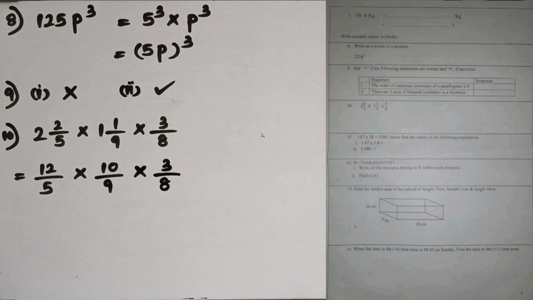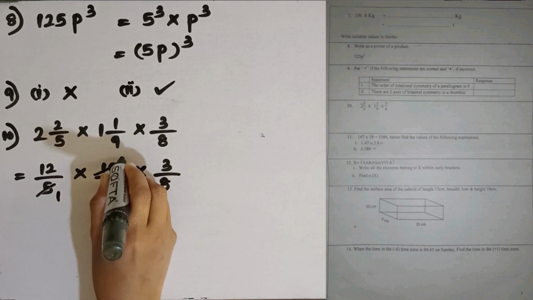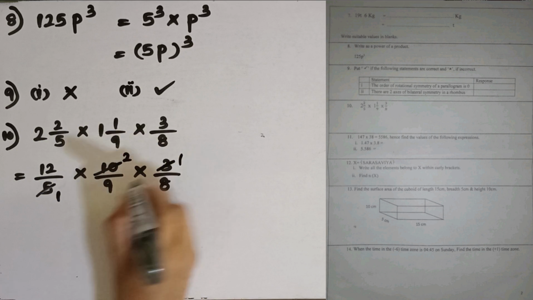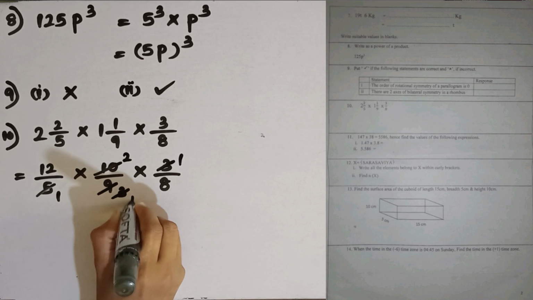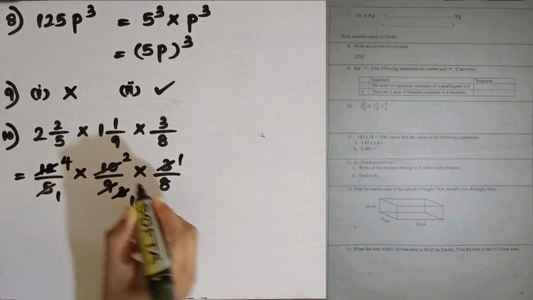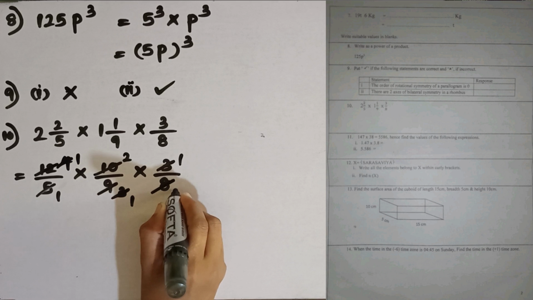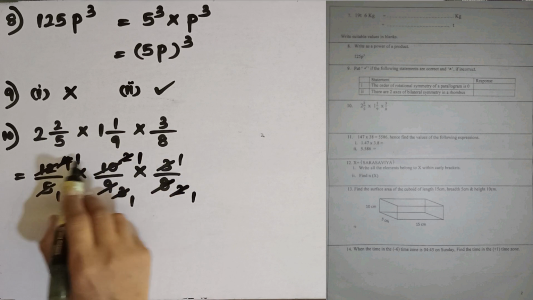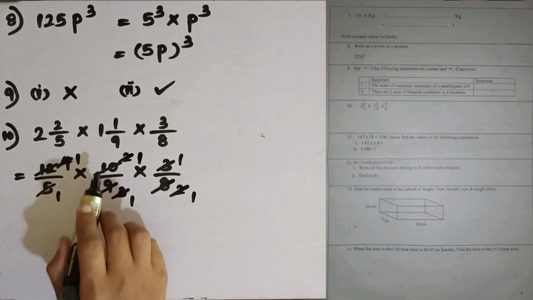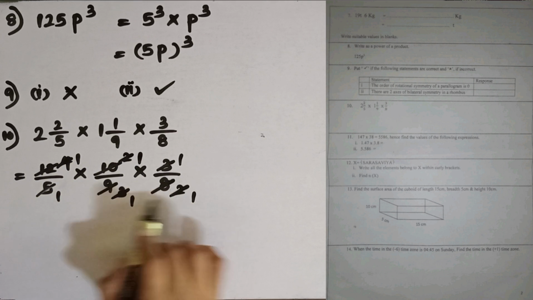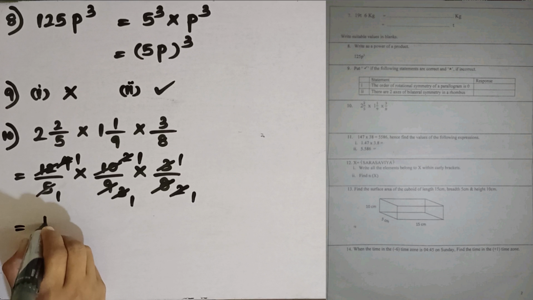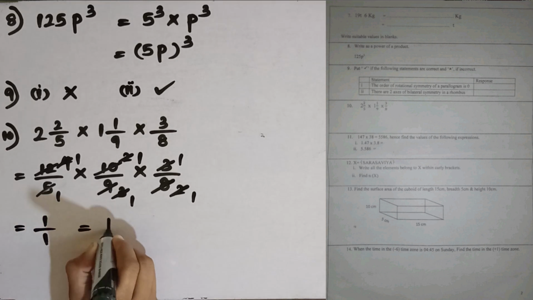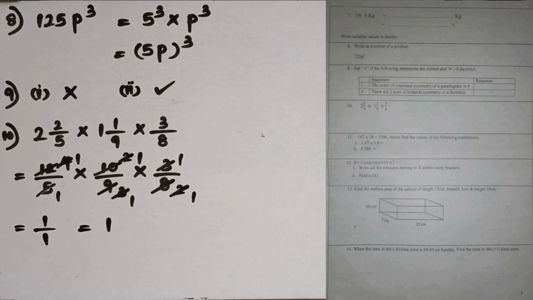Now we can remove the common factors here. What are the common factors? 5 times 1, 5 times 2, then 3 times 1, 3 times 3, 3 times 1, 3 times 4. Then 4 times 1, 4 times 2, 2 times 1, 2 times 1. Here 1 is remaining in the numerators and the denominators are also 1. Then 1 over 1 is equal to 1. The last answer is 1.